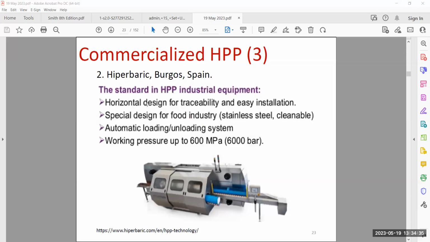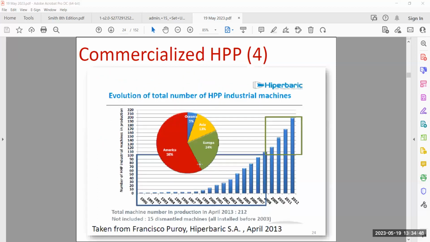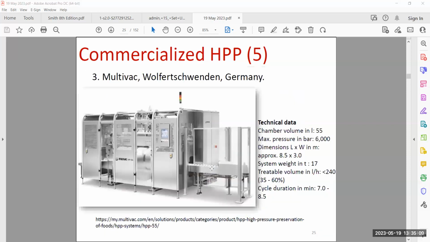This one from Spain. Okay, so the standard HPP industrial equipment. This is a horizontal design for traceability and easy installation. And of course, you would have the working pressure up to 600 megapascal. Okay, and this is hyperbaric statistics of where their product was being used. Okay, 58% was being bought by American company, and the rest of it basically combination of Asia and of course the Europe countries. Okay, another one is made by Multivac in Germany.